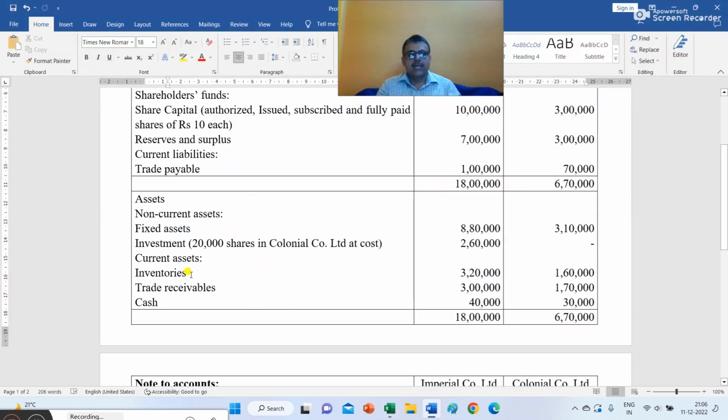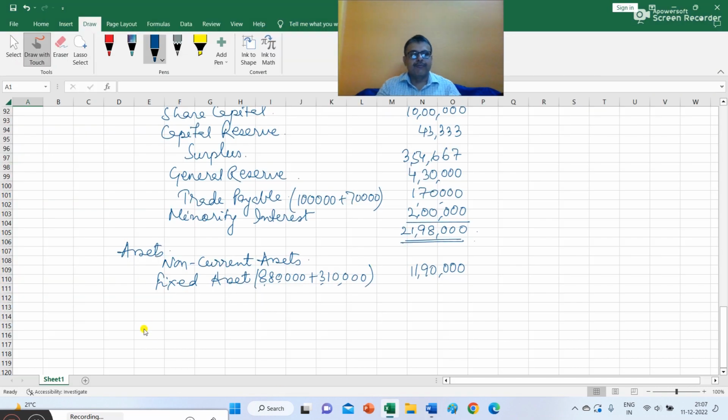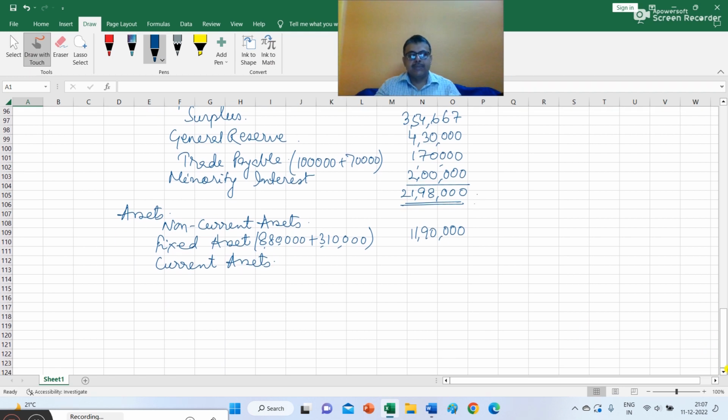Then we have the current asset. First we will write the value of inventories. So I am writing here the current asset. And the first item is inventories. 3,20,000 is the value of inventory of Imperial Company Limited. 1,60,000 is the value of inventory of Colonial Company Limited. From these two figures, we have to reduce the value of unrealized profit for rupees 12,000. So the total value of inventories is 4,68,000.